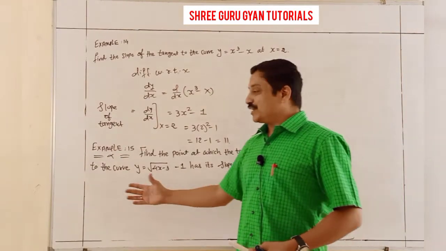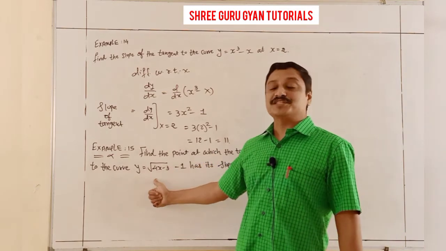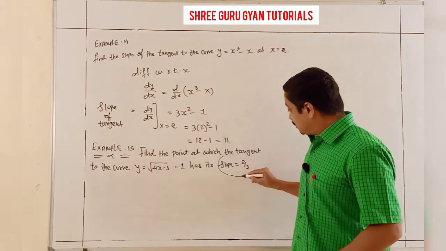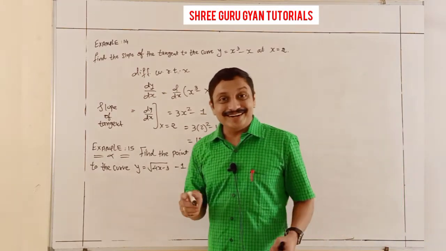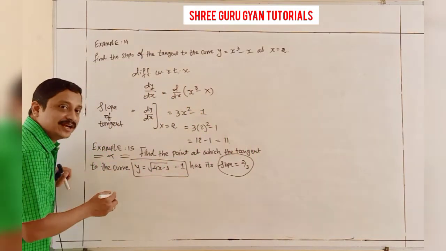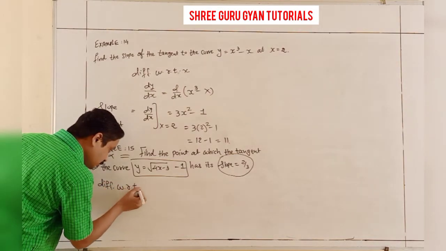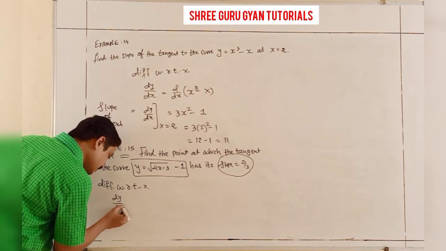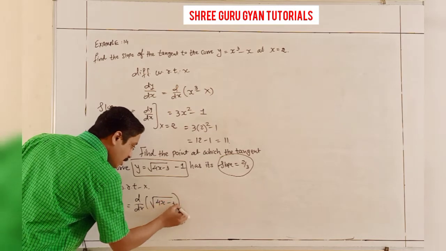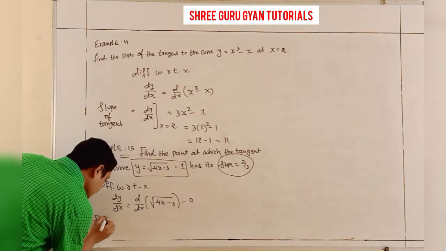Now let's continue with example 15. Find the point at which the tangent to this curve has its slope equal to 2 by 3. Students, here the slope of the tangent is given, which means I take d/dx of this curve. So differentiation with respect to x, d/dx of the root part, and the derivative of the other term is 1. And that is your slope of tangent. Ready.